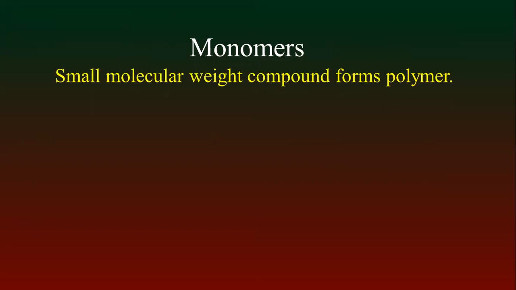First of all, I would like to teach you the concept of monomers. Here, cadets, do you know what the word mono means? Mono means one, and mer means unit, that means one unit or one part. Here is the definition of monomers: a small molecular weight compound which forms polymer by covalent bond is called monomer.